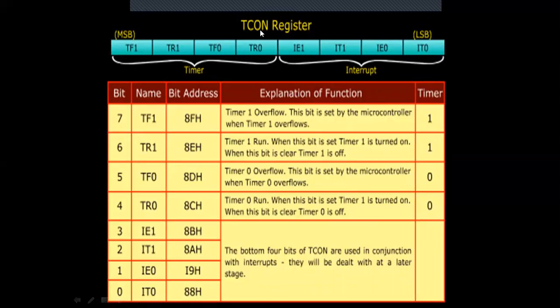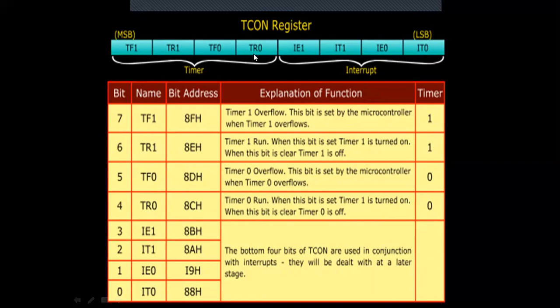This is another register, TCON. The TCON register is again an important register. It is also an 8-bit register. Here, the lower nibble is set aside for interrupts and the upper nibble is set aside for timer. So in this concept we'll concentrate on timer and we shall see about interrupts in later videos. In the upper nibble, we have 4 bits. You can observe TF1, TR1, TF0, TR0.